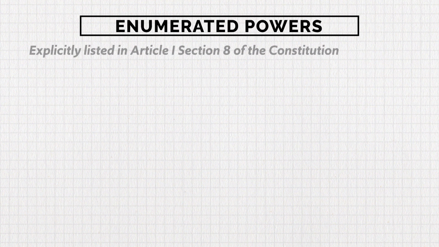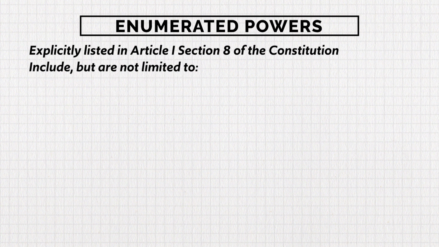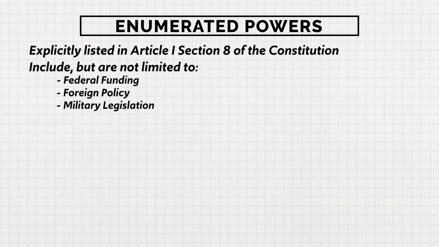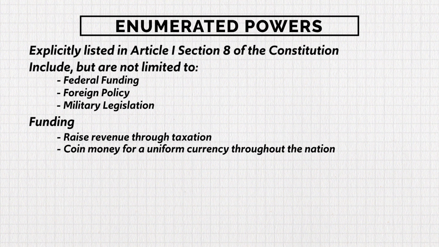Now, let's talk about where Congress gets its power, and for that you need to know two terms: enumerated powers and implied powers. Enumerated powers are those powers explicitly listed in Article 1, Section 8 of the Constitution. The enumerated powers of Congress include, but are not limited to, federal funding, foreign policy, and military legislation. Now, under the heading of funding, Congress has the power to raise revenue through taxation, coin money for a uniform currency throughout the nation, and pass a federal budget.